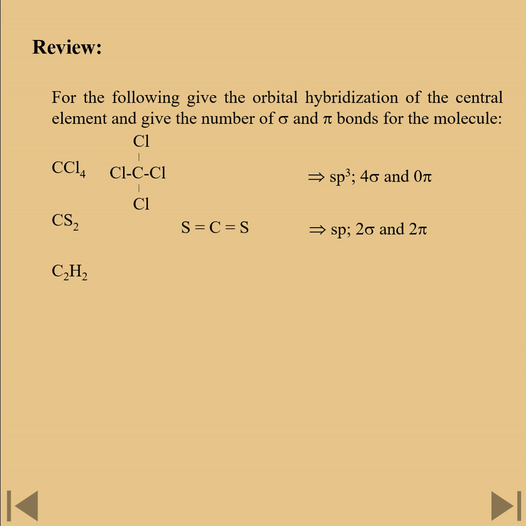There's acetylene. Never hurts to draw it. Step 1. Step 2. Step 3. And now, how many regions of electrons are around each carbon? 2. So what's the orbital hybridization? Well, how many orbitals does it take for 2 regions of electrons? 2. And the orbital hybridization when there's just 2? S and P. And now, how many sigmas do you count? 1, 2, 3. How many pi's? 1, 2.